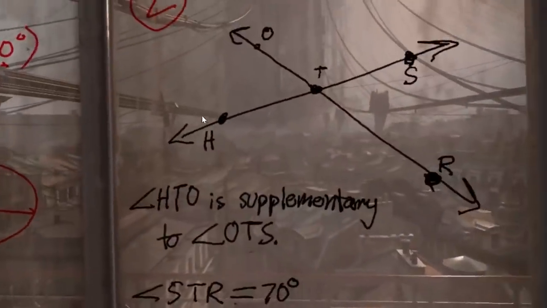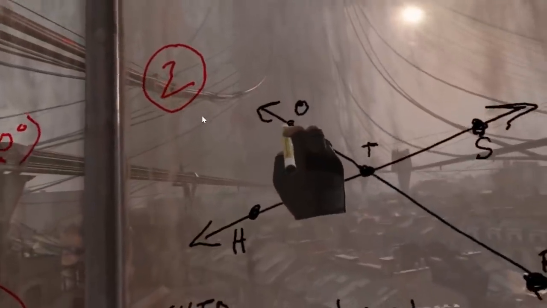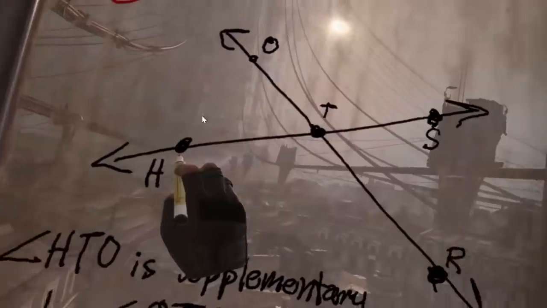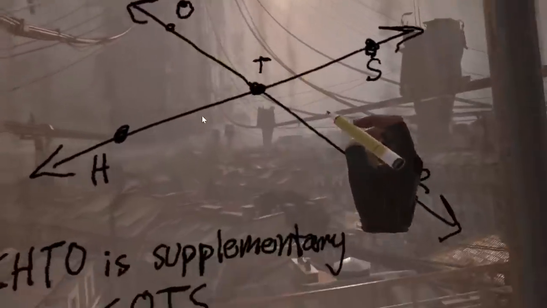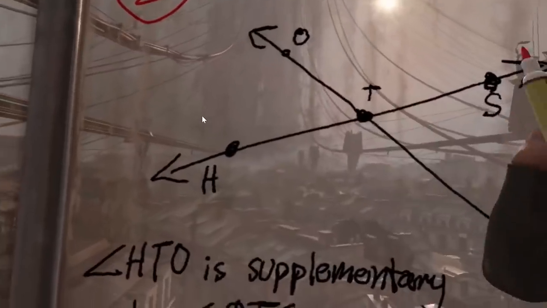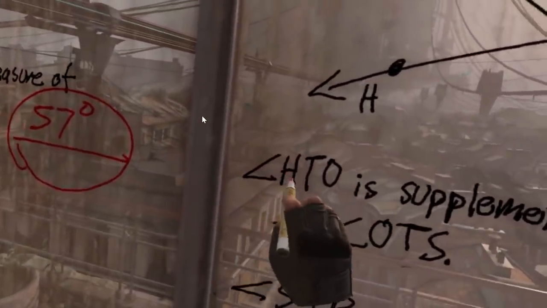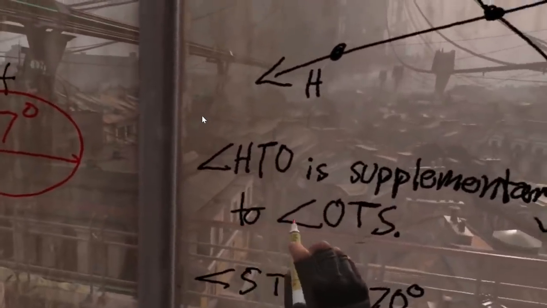Here we can see 2 intersecting lines. The lines I have here are this line OR, which goes through the point T, and this other line, HS, which again intersects with line OR at point T. And we have a couple of facts here. I know that angle HTO is supplementary to angle OTS. Let's break down what this means.